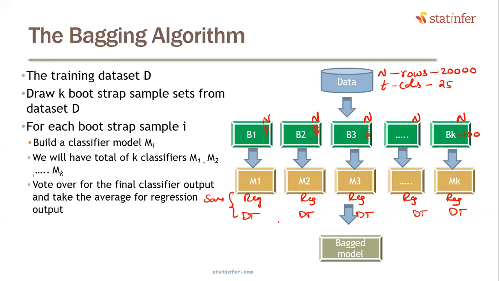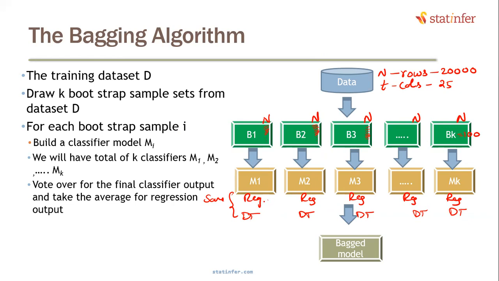Then finally, how do you collate each of these models? There is no single model. Each of these models will be kind of separate. Once one new data point comes, you will get a prediction from every model. How do you collate the predictions? If it is regression, you take the average. If it is classification, you look at out of these 100 models, how many models are saying class 0, how many models are saying class 1. Based on that, you do the collation.